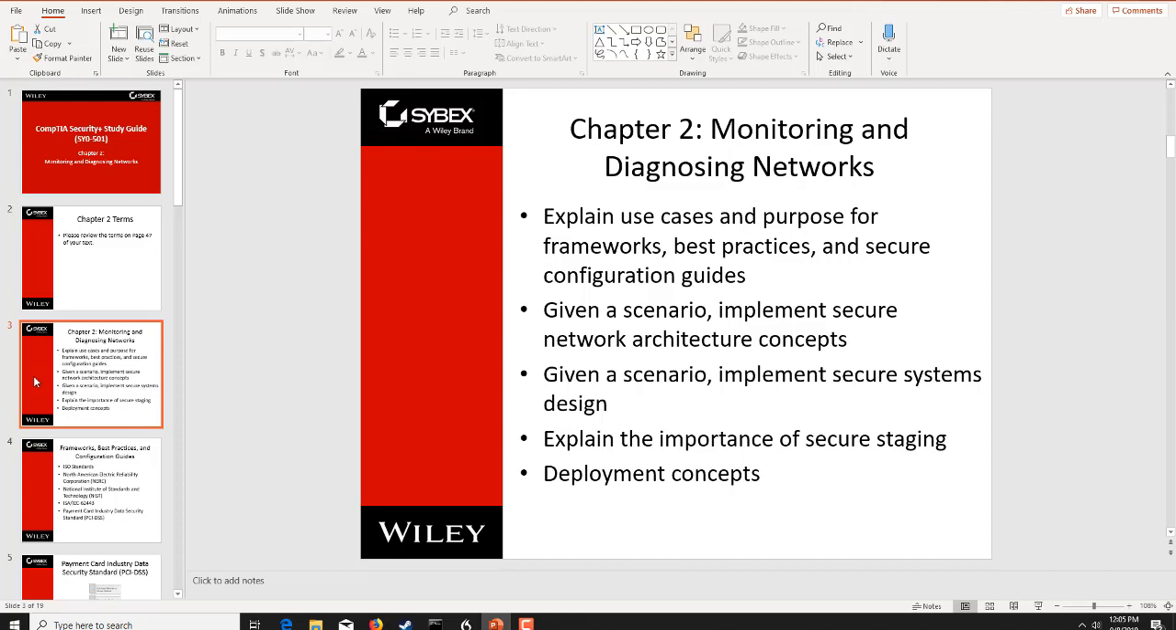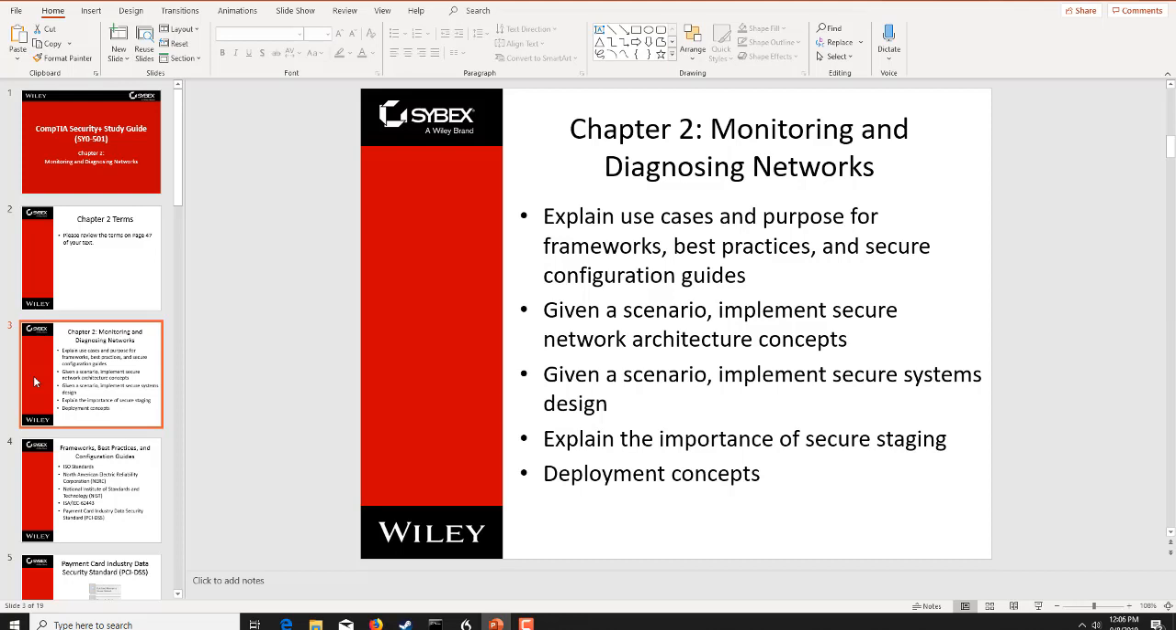So from a Security Plus certification perspective, given a scenario, implement secure network architecture concepts. Basically, the questions on the Security Plus exam will present a paragraph, a scenario. It'll give you an example and say, hey, how do you fix this? Or what's the best practice that you should follow in this case? That is how the questions are going to be presented to you on the exam.